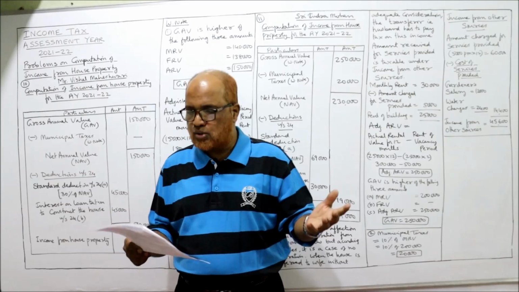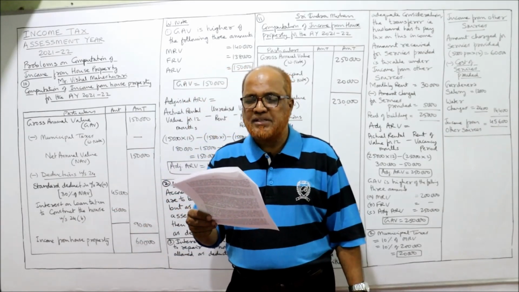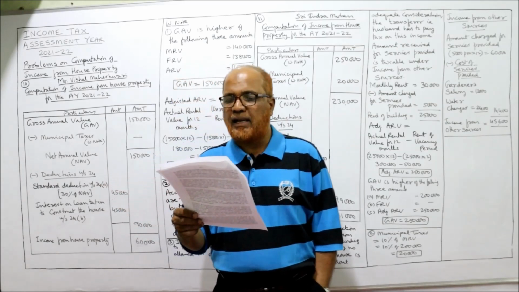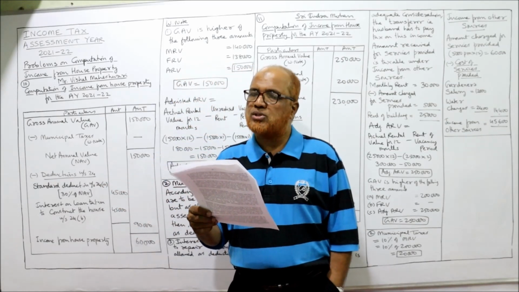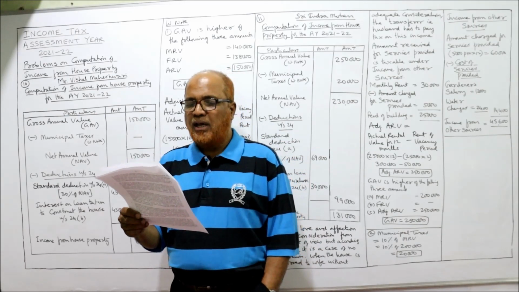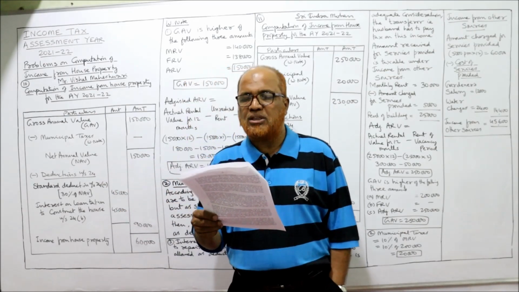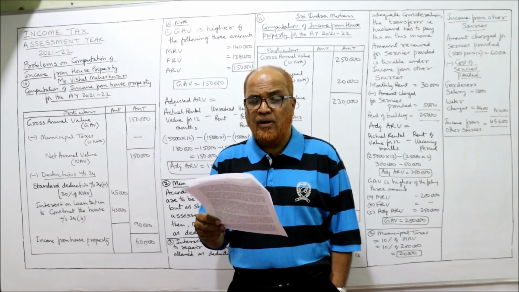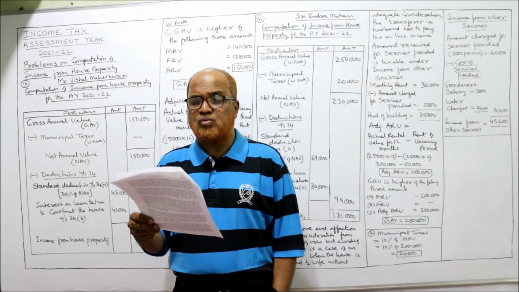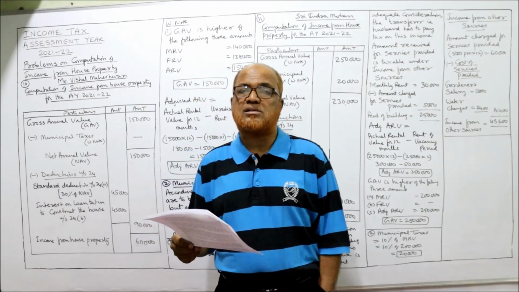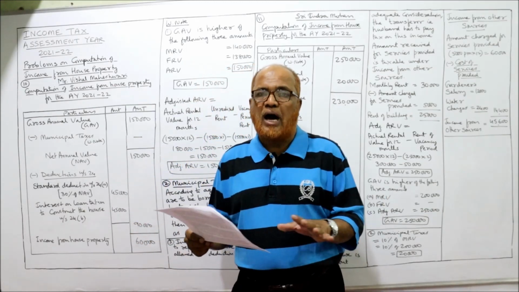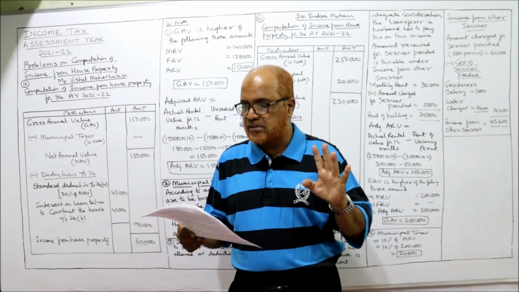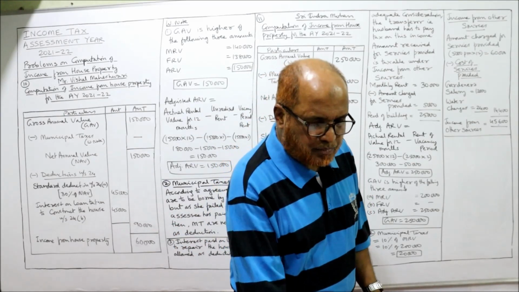Now, other expenses incurred by the owner: insurance premium, ignore, not allowed. Collection charges 2,500, ignore, not allowed. Interest on loan for constructing the house 30,000, allowed under section 24B. During the previous year, the house was vacant for 2 months, just like the previous problem. There is no unrealized rent, but there is a vacancy period of 2 months. Calculate income from house property.